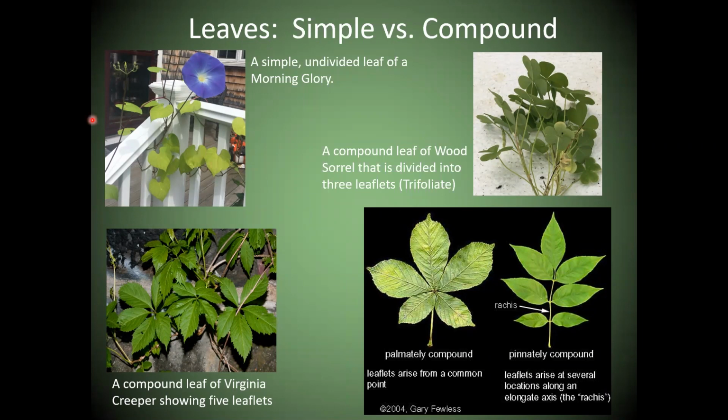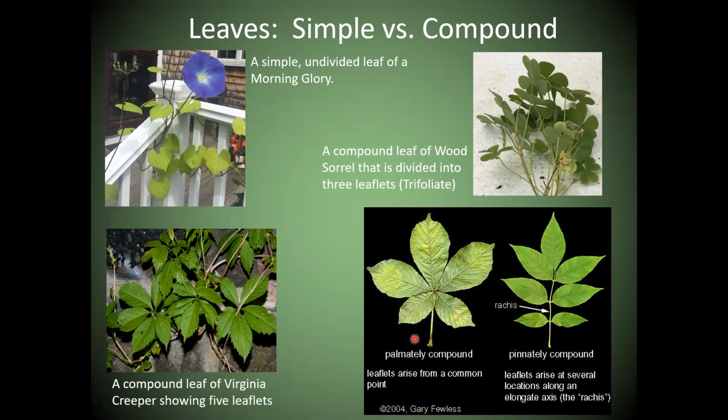Simple leaves, like in this case, have one single undivided leaf blade, or leaves can be compound, like in these cases. In wood sorrel, you see a single leaf blade divided into three leaflets. We call them trifoliate because there are three leaflets. And in the case of Virginia creeper over here, you see a single blade divided into five leaflets. So there are two types of compound leaf.